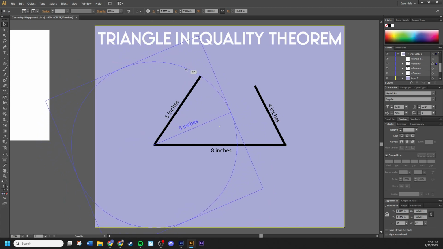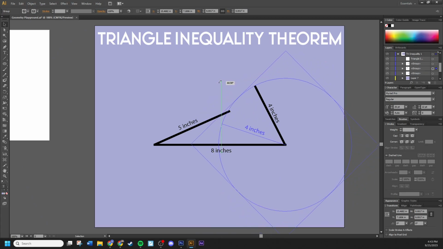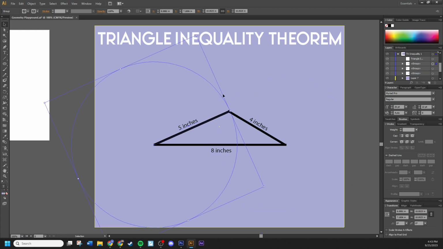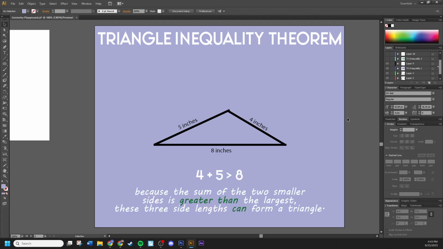So we're going to drag it, and I did the same thing with this one. We're going to rotate it again, like a drawbridge, and see if these will connect. And look at that, there is a point of connection right here. This one might have to tilt just a little bit more, but the fact that they do connect shows that a triangle can be formed. With the actual theorem, because the smaller two sides, 4 and 5, add up to 9, which is greater than the larger side of 8, this can form a triangle.